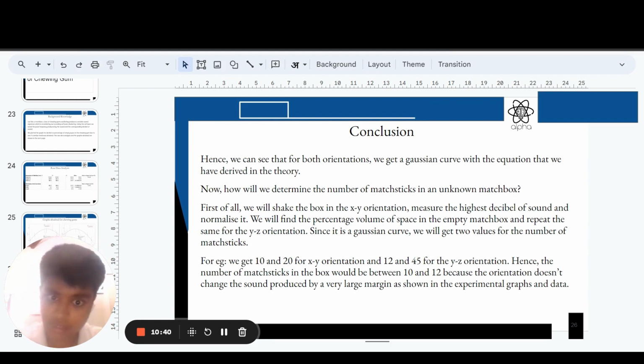Now, how will we determine the number of matchsticks in an unknown matchbox? First of all, we'll shake the box in the XY orientation, measure the highest decibel of sound, and normalize it. We will find the percentage volume of space in the empty matchbox and repeat the same for YZ orientation. Because it is a Gaussian curve, we'll get two values for the number of matchsticks. For example, 10 and 20 for XY orientation and 12 and 45 for YZ orientation. Hence, the number of matchsticks in the matchbox would be between 10 and 12.